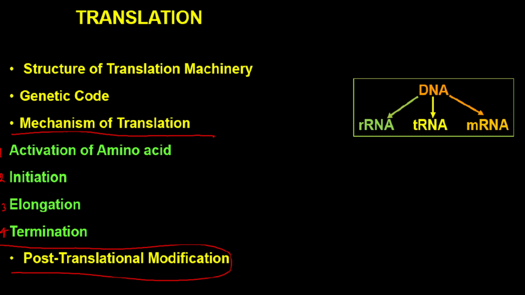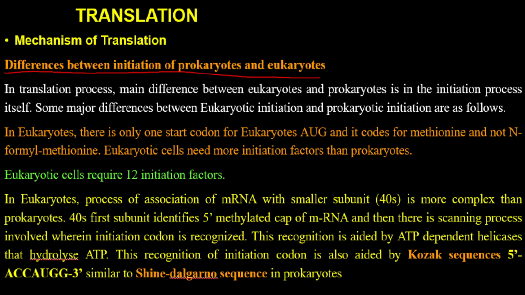Now we are not going into the details of this translation process, but yes, we can touch some part of it, the mechanism of translation, basically the difference between the initiation of prokaryotic and eukaryotic translation. So in the translation process, the main difference between eukaryotes and prokaryotes is in the initiation process itself. Some major differences between eukaryotic initiation and prokaryotic initiation are as follows.